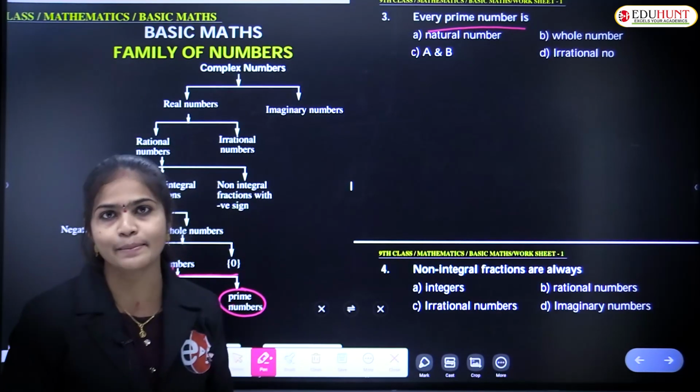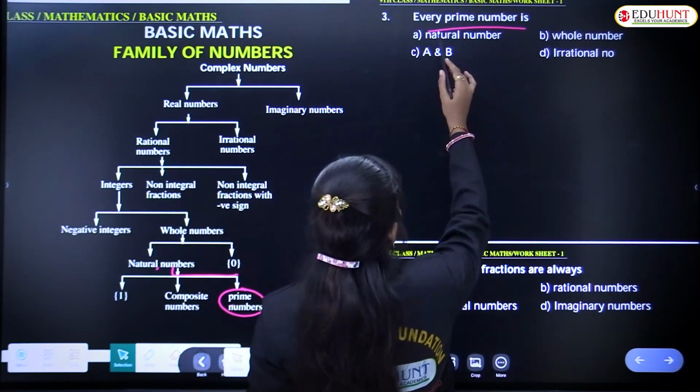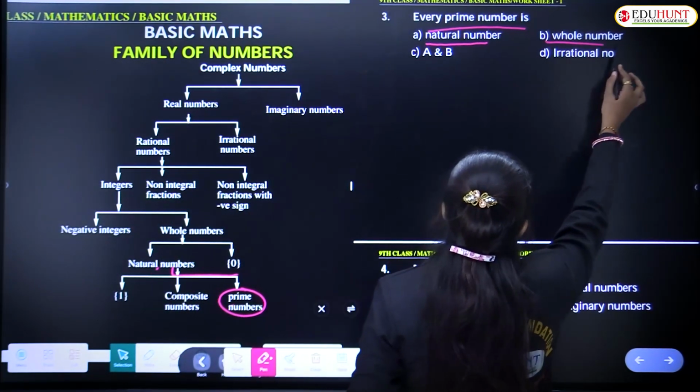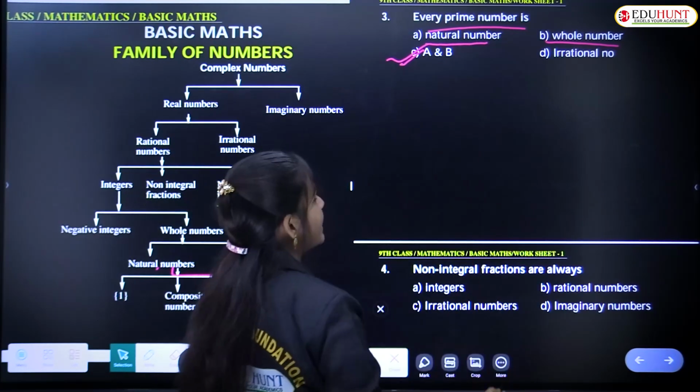2 is a rational number. Okay. So we know that these are all numbers, right? So which options are correct? Natural numbers are correct as well as whole numbers also correct, no? So that's why option C is correct.